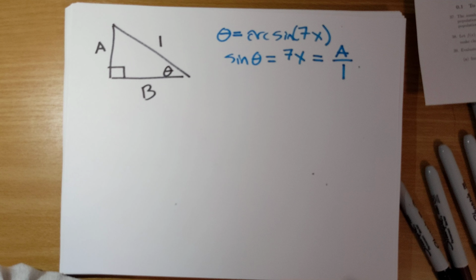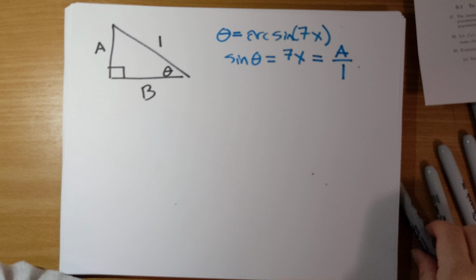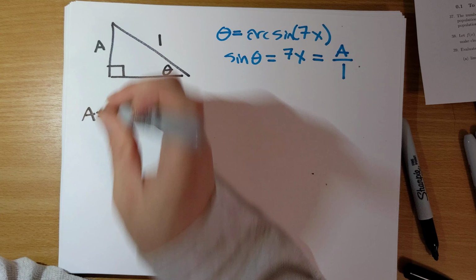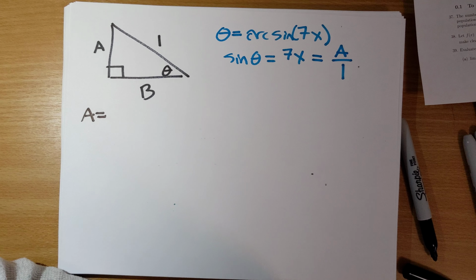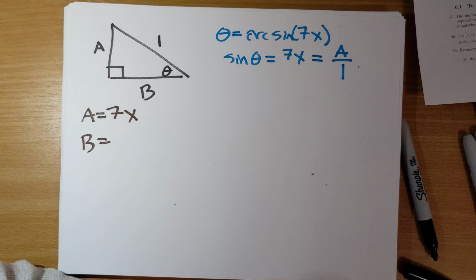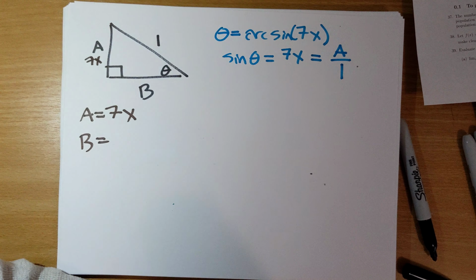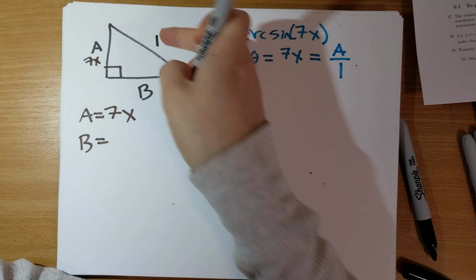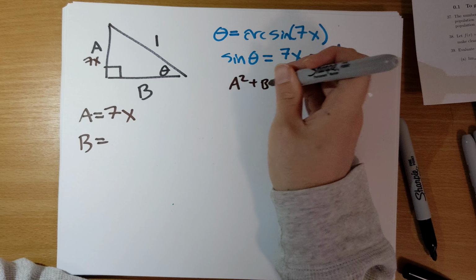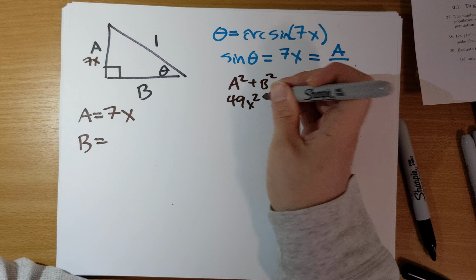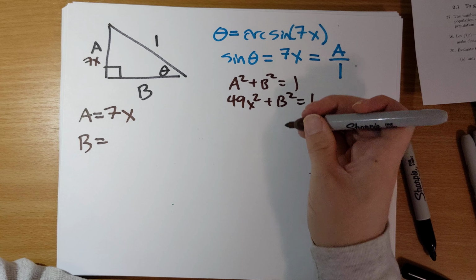So from the get-go, we can see part A is asking us for a and b in terms of x. We instantly can see a is equal to 7x. To come up with b, we're going to use the Pythagorean theorem, which says that a squared plus b squared needs to equal 1. a squared is 7x quantity squared, which is 49x squared, plus b squared is equal to 1.